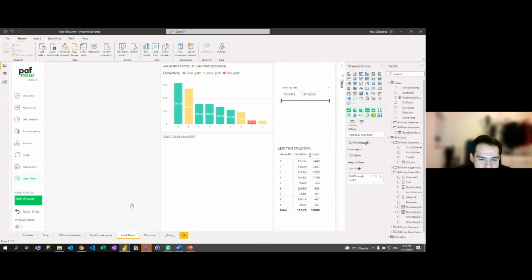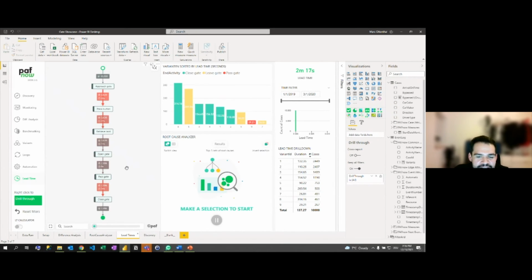Yes. So let's jump to the lead times page that I created for this demo. So let's talk a bit through what we have here. We have the Process Explorer on the left, a bit enriched, so it looks a bit nicer, right? It has some color in it.